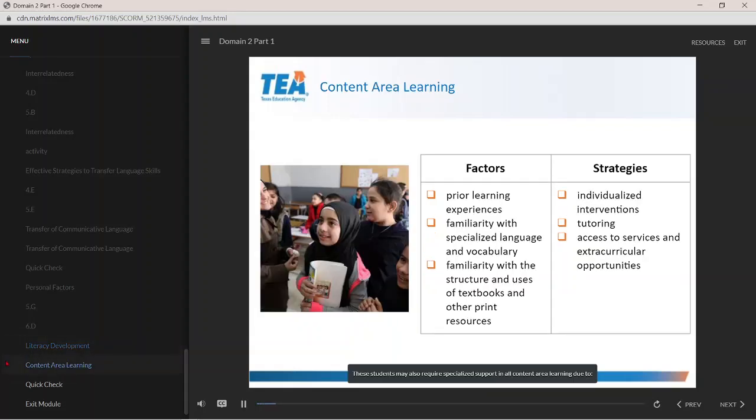These students may also require specialized support in all content area learning due to limited prior academic learning experiences, unfamiliarity with specialized language and vocabulary, and unfamiliarity with the structure and uses of textbooks and other print resources. The strategies that can address these factors include individualized interventions, tutoring, access to services, and extracurricular opportunities.